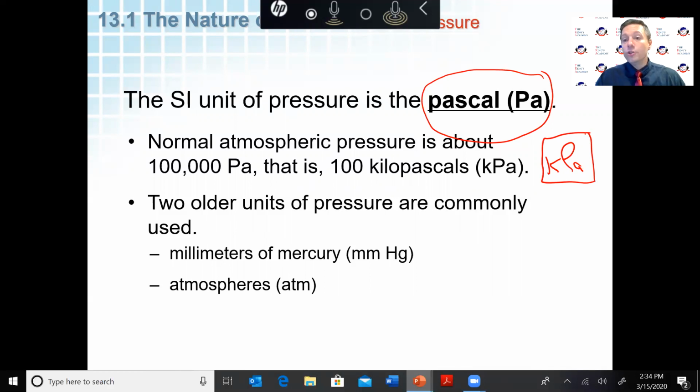There are two other units. Actually, there's really three other units that are used a lot. That's millimeters of mercury, atmospheres, and something called torr, T-O-R-R. And that is probably one you used in physics last year, torr. And we're going to talk about the conversions of that. The most common ones that we'll use are atmospheres and kilopascals.